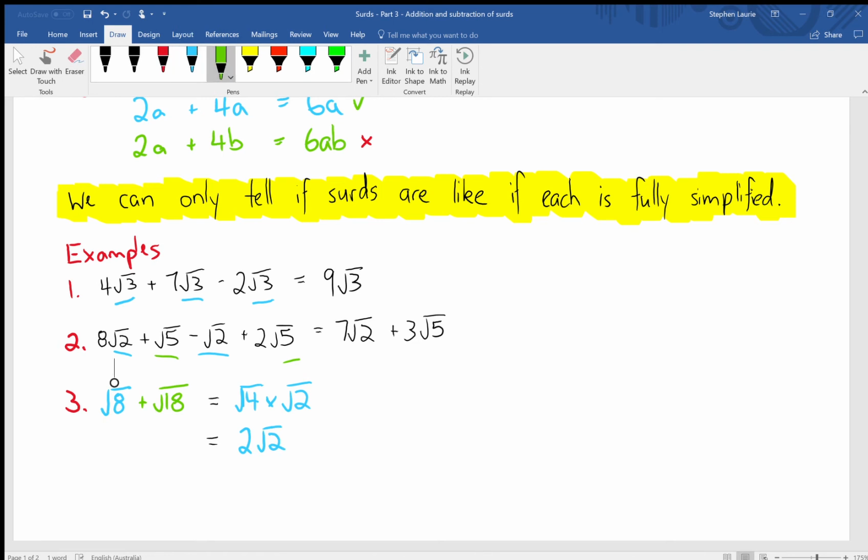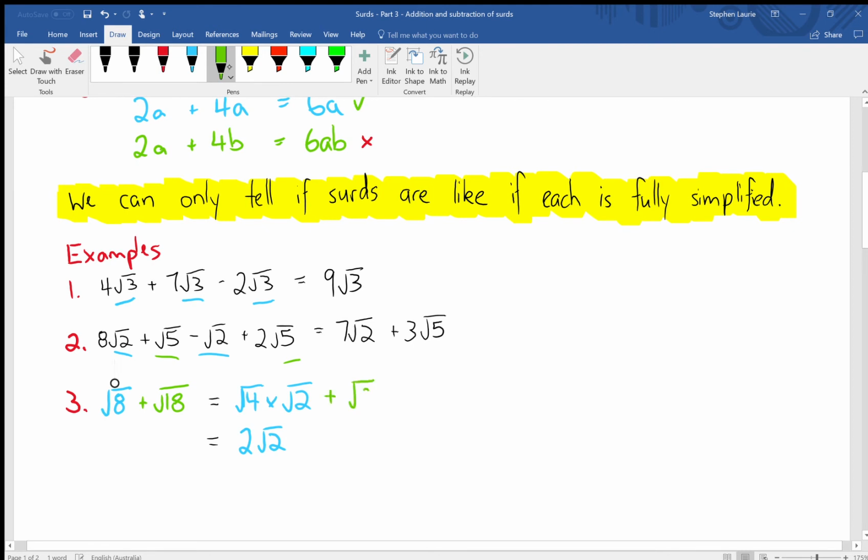But we've also got this root 18. What square number goes into root 18? Well, that would be the square root of 9. 9 is our square number, and 9 2s are 18. So that's how we're going to simplify this. Square root of 9 is 3, and root 2 stays as root 2.